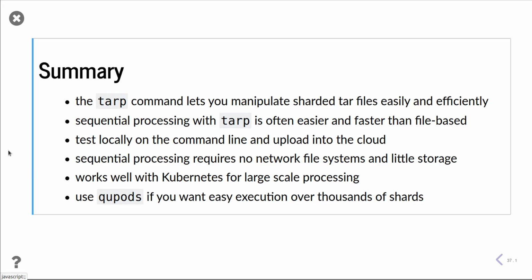So, in summary, the tarp command lets you manipulate sharded tar files consisting of training samples for deep learning jobs or other purposes easily and efficiently. Sequential processing with tarp is often easier and faster than equivalent file-based processing pipelines. With tarp and similar tools, you can test locally on the command line and then execute those processing pipelines in the cloud easily. Sequential processing with tools like tarp requires no network file systems, no volume mounts, and very little local storage. These tools work well with Kubernetes for large-scale processing of millions and billions of samples. And for scheduling execution on Kubernetes, you can use qpods.